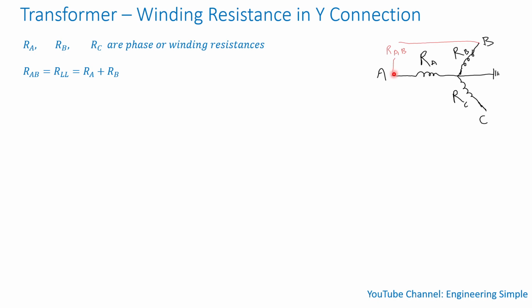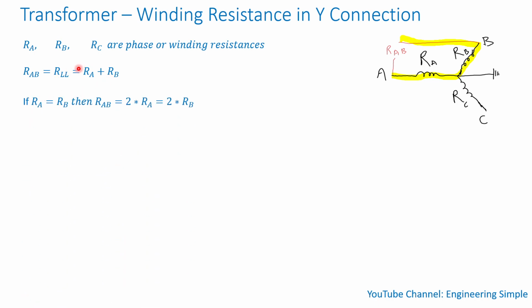So if I want the phase-to-phase resistance, like RAB, basically I'm just connecting these two in series. So that's really what I'm doing here. So RAB, I'm just putting this winding and this winding in series. So it's just the sum of those two. So RAB is equal to line-to-line resistance, which is equal to just the sum of the phase resistances.